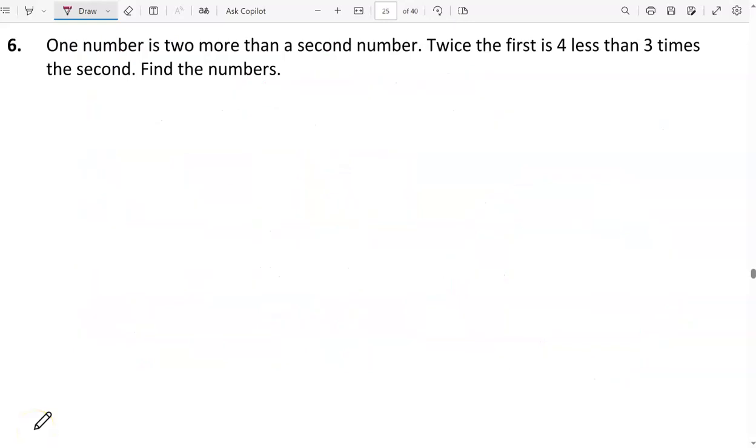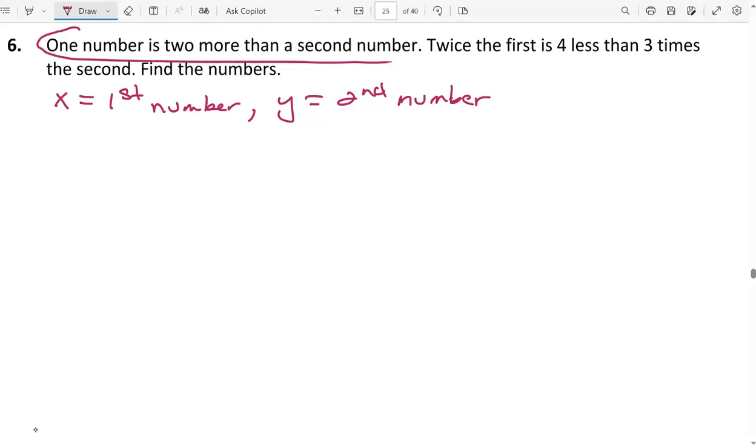In number 6, one number is 2 more than a second number. Twice the first is 4 less than 3 times the second. Find the numbers. So let's let x equal the first number and y equal the second number. And the first statement is that one number, that's our first number, equals 2 more than the second number. So that would be y plus 2.